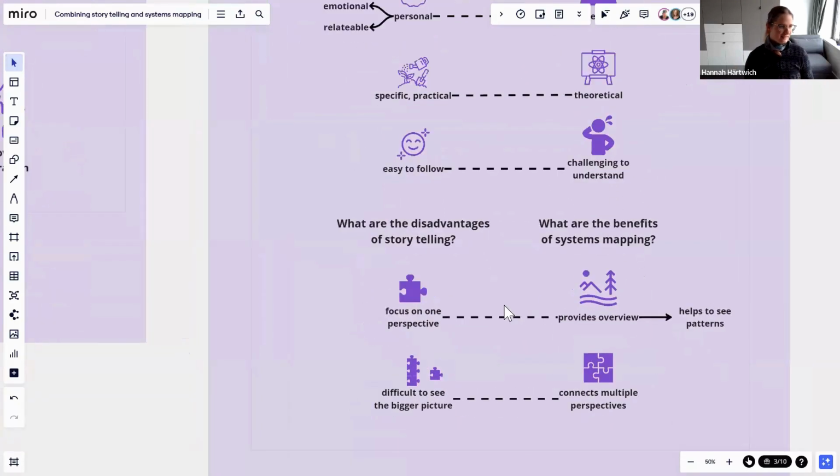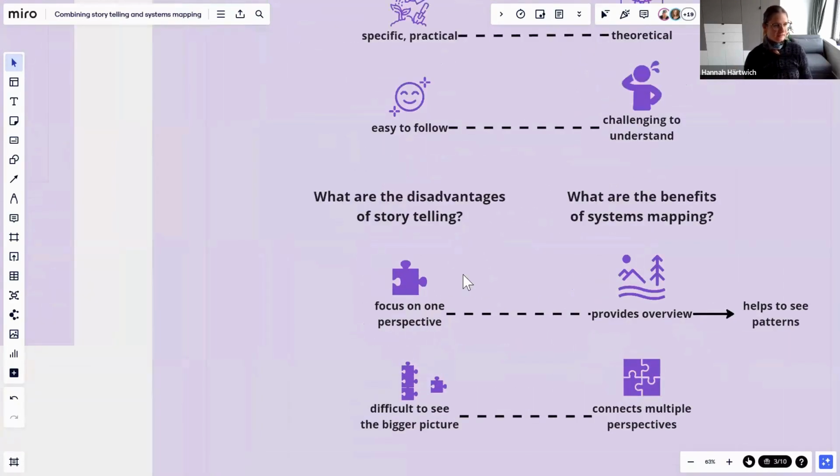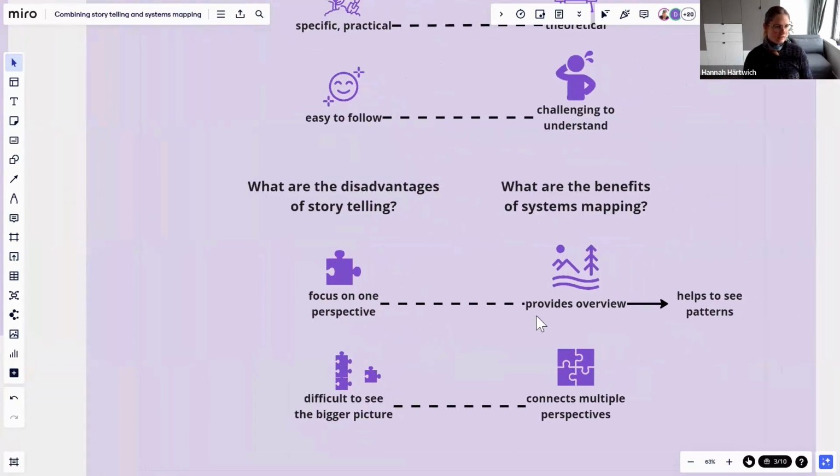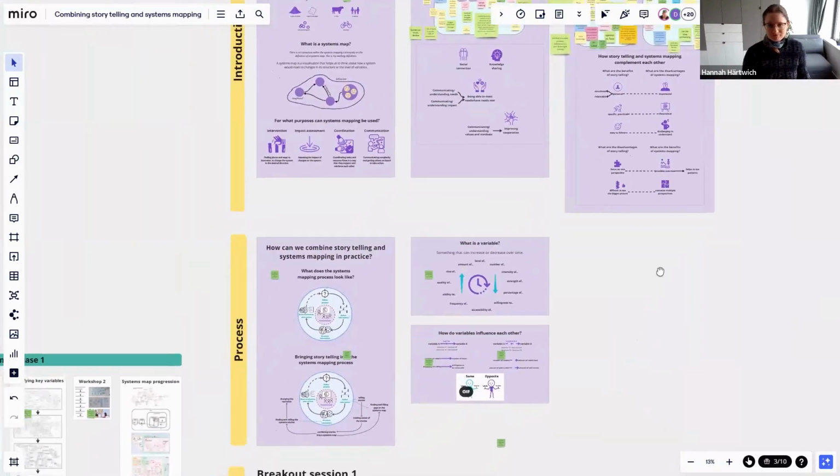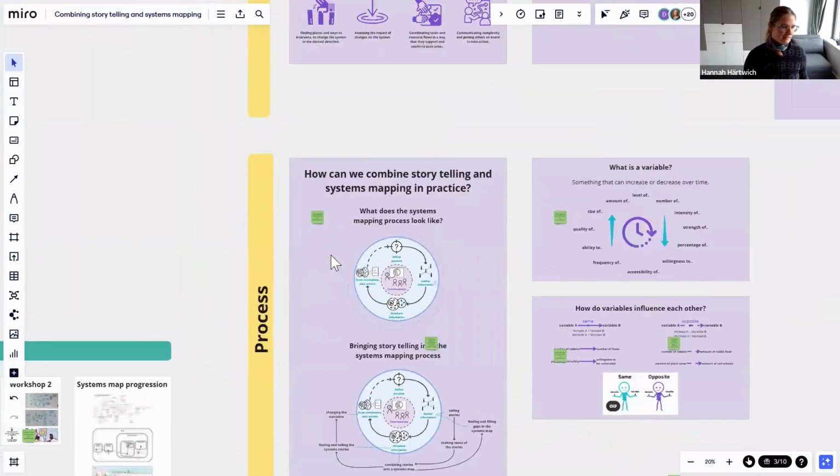And then on the other hand, the disadvantages of storytelling are that we are just focusing on one specific perspective, which can make it difficult to see the bigger picture and to understand, okay, how do all of these stories come together? So that's where systems mapping can help us to provide that overview, which allows us to see the patterns that are going on by really connecting all of these perspectives from the different stakeholders to each other. So that's really why we want to combine these two methods.